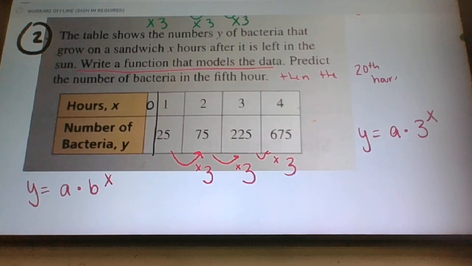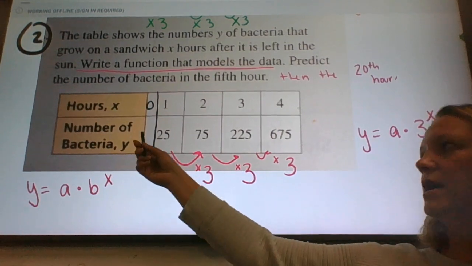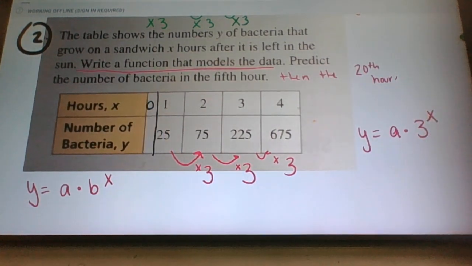Gustavo, you must know. I want to know the intercept. I want to know the number that goes with 0. It didn't tell me.